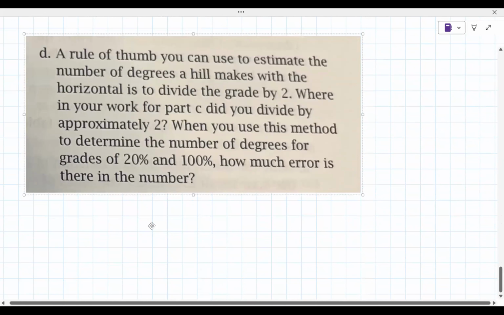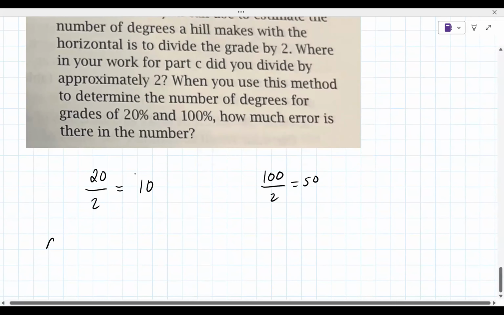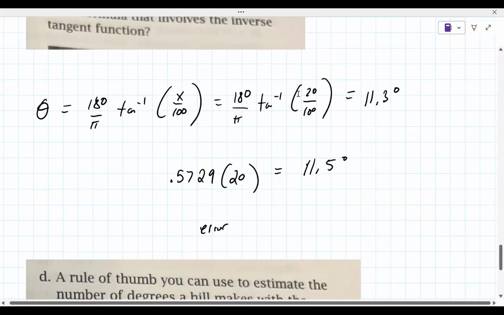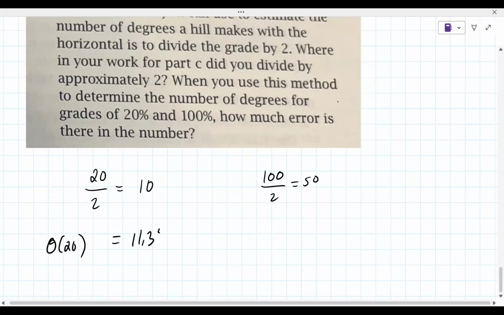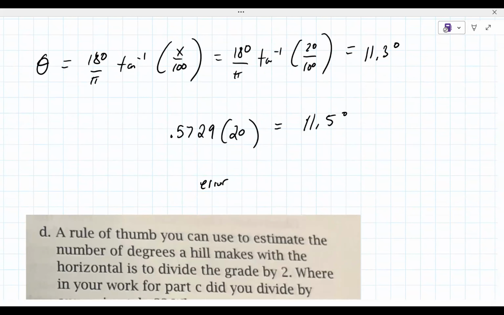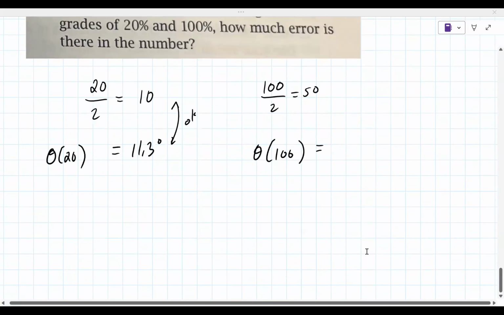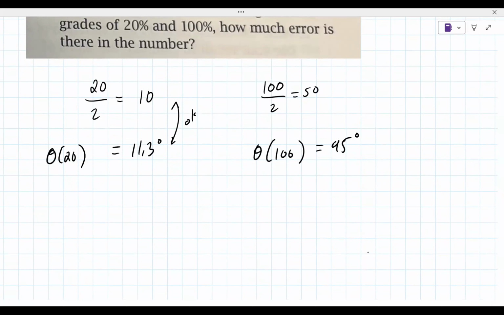So they're saying here, and this is kind of out of scope, but they're saying just take the 20 and divide it by two, that's 10. Take the 100 and divide it by two, that's 50. And then the actual one at 20%, we'd want to calculate theta of 20, which we did. Theta of 20 was 11.3 degrees. And you can see it's not bad. That's okay. So now we want to calculate theta of 100. So I'm going to go back to this formula here and put in 100. And get 45. So I don't know. It depends on whether you think that's okay or not. It just depends. Oh, wait, I totally get that. Because 10 is close to 11, and 45 is close to 50, right?